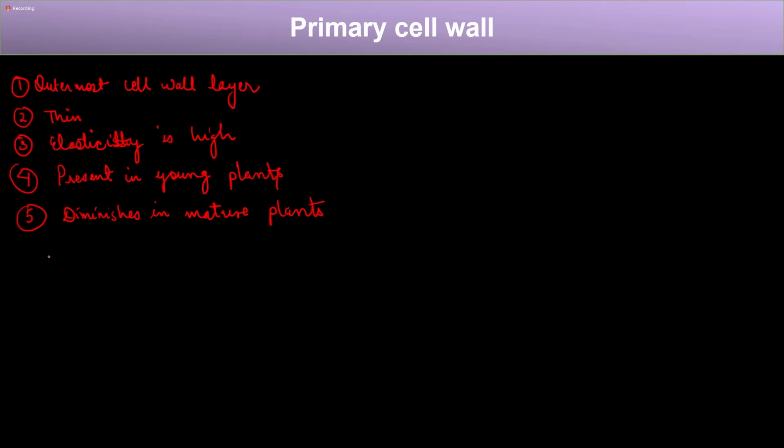Now, if you talk about the composition of the primary cell wall, it has a typical plant cell wall composition, that is cellulose, hemicellulose, pectin, and protein. So this is a typical composition of primary cell wall. Okay, so this is about primary cell wall.